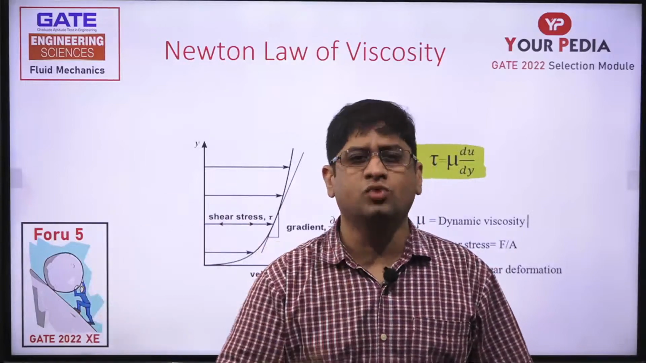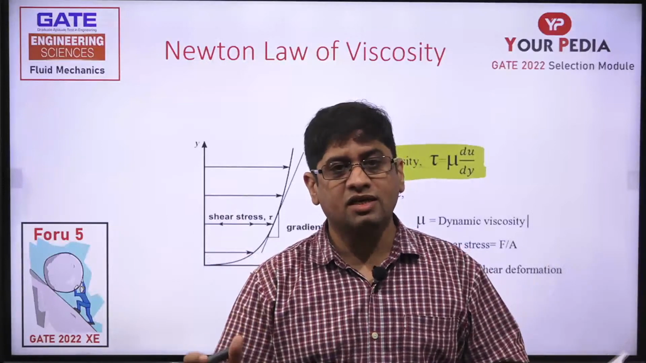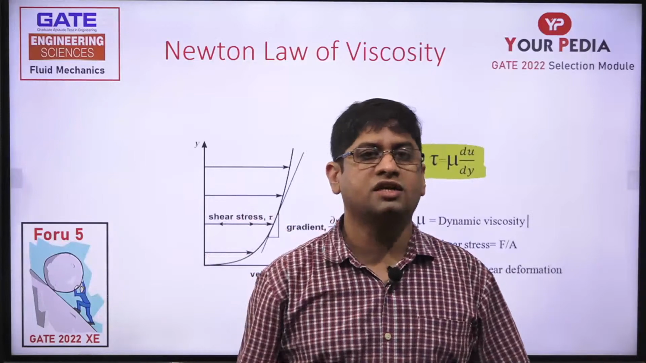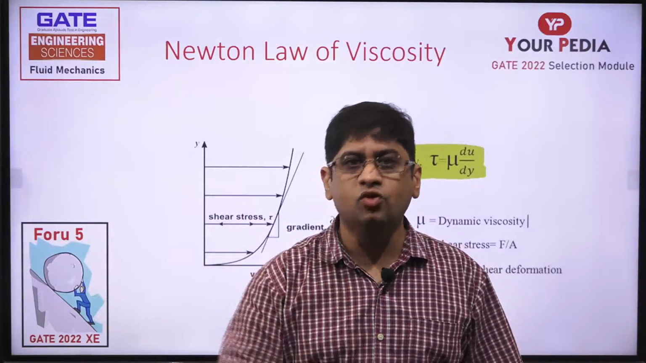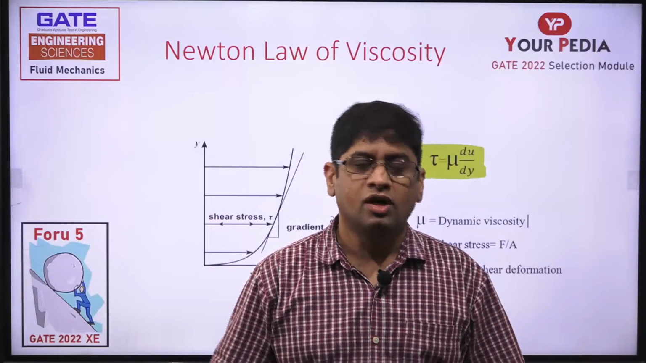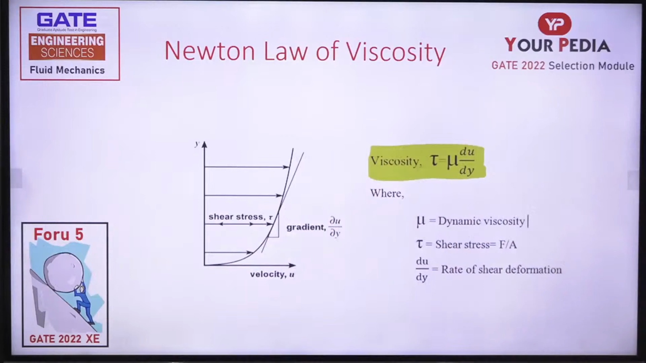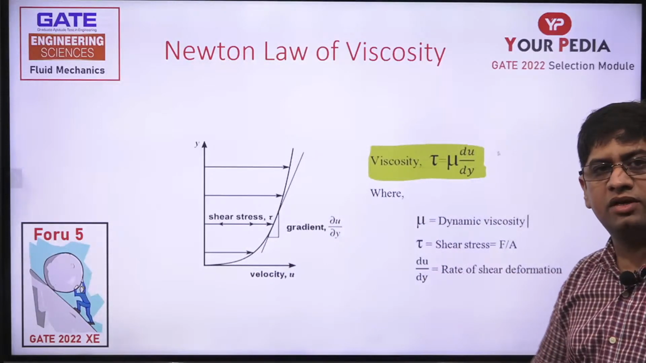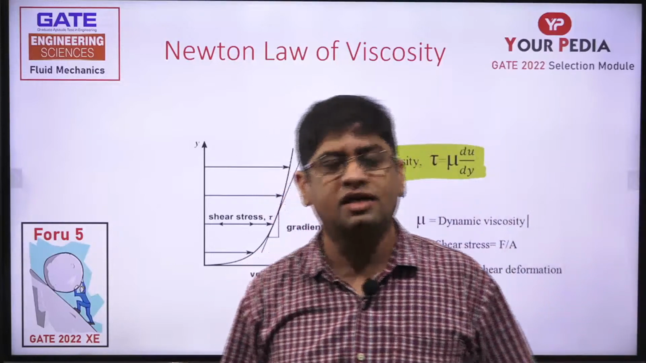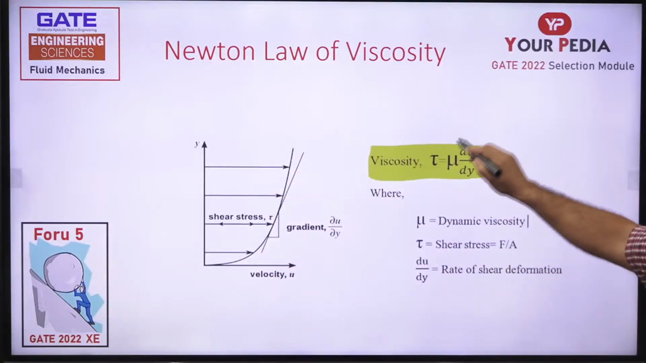I'm talking about liquid, not gas, here. In case of gases, fluid friction is because of intermolecular collision, which we are not studying as of now. As of now, the analysis we are doing in fluid mechanics is of liquids. So Newton's law of viscosity: if there is a liquid with viscosity mu, and viscosity can be defined in two ways, dynamic viscosity and kinematic viscosity, which I will discuss, then the shear stress can be calculated like this.